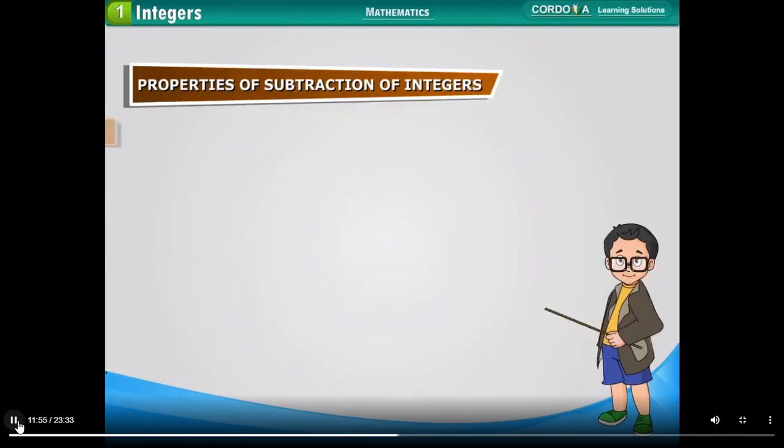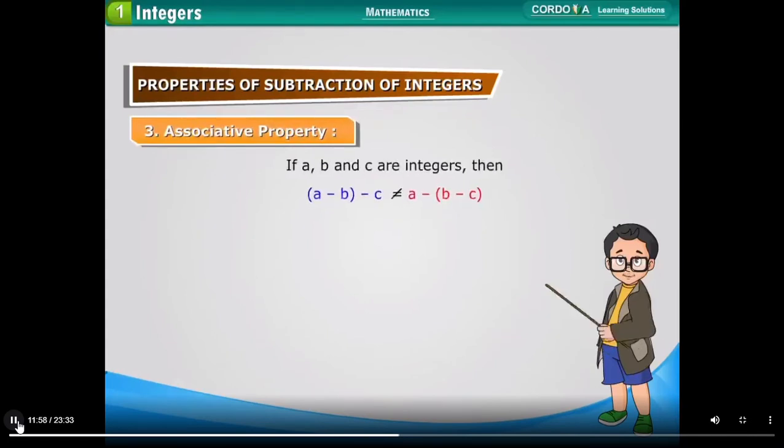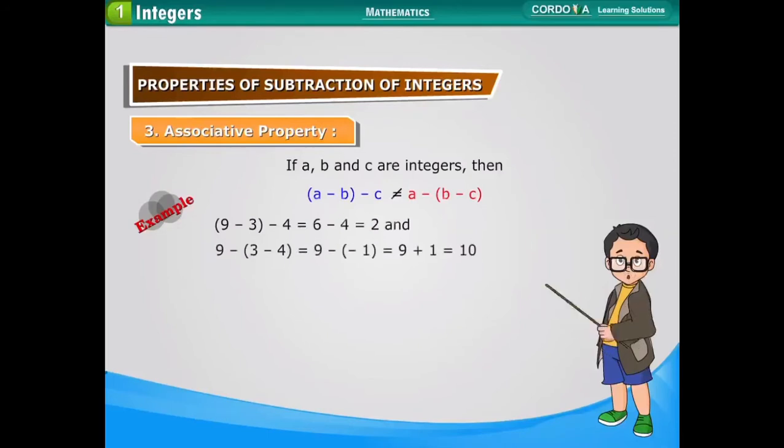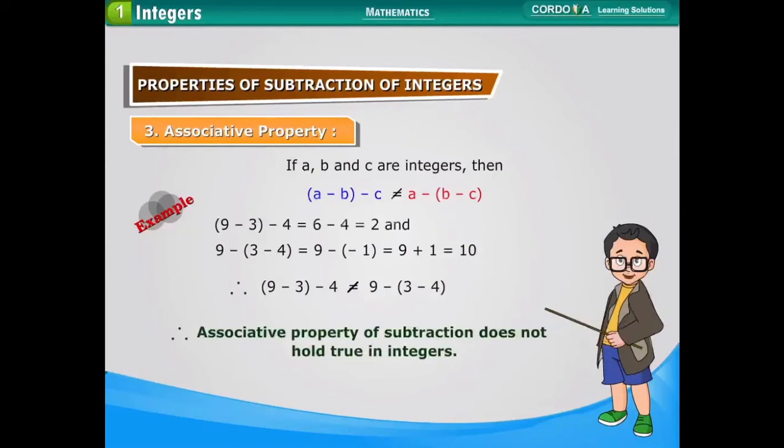in integers. Associative property. If a, b and c are integers, then (a − b) − c ≠ a − (b − c). Example: (9 − 3) − 4 = 6 − 4 = 2, and 9 − (3 − 4) = 9 − (−1) = 9 + 1 = 10. Therefore, (9 − 3) − 4 ≠ 9 − (3 − 4). Therefore, the associative property of subtraction does not hold true in integers.